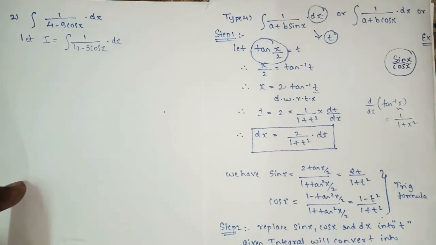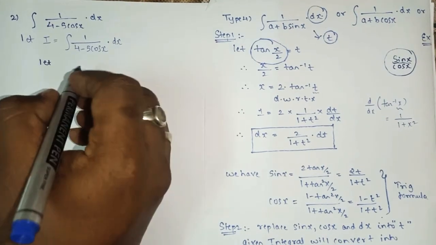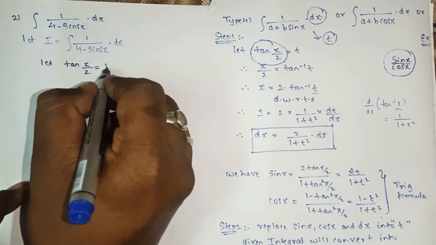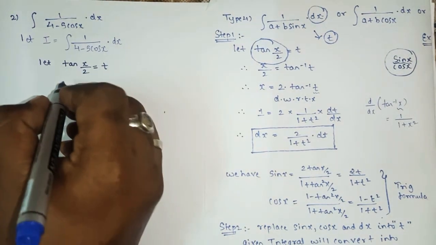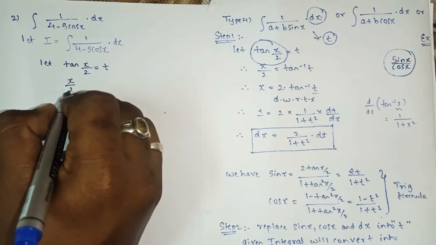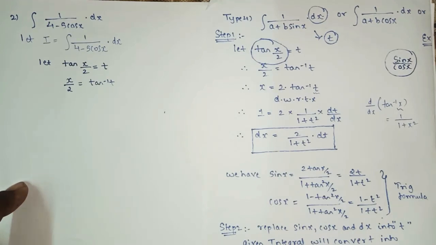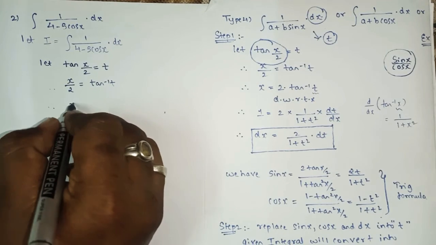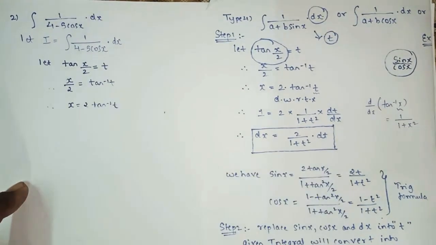Yes or no? So again here we'll start with let tan x by 2 equals t. Yes or no? Then after that, tan will go that side, so that will be tan inverse t. Then after that, x will be equal to 2 tan inverse of t.